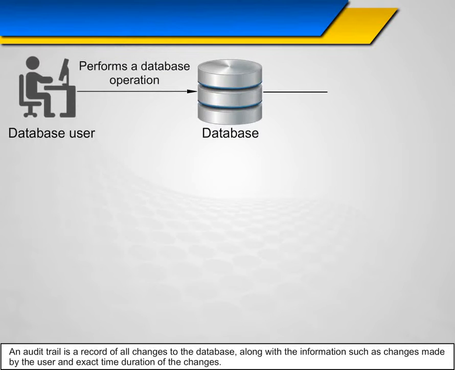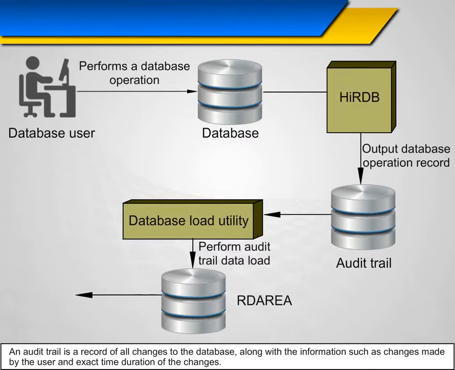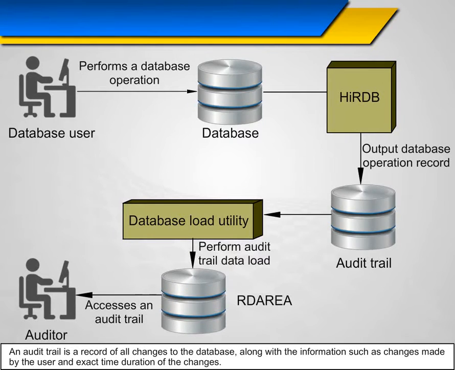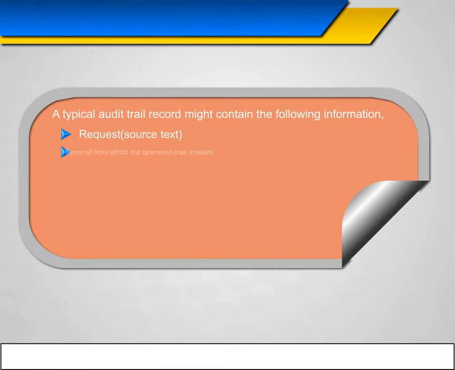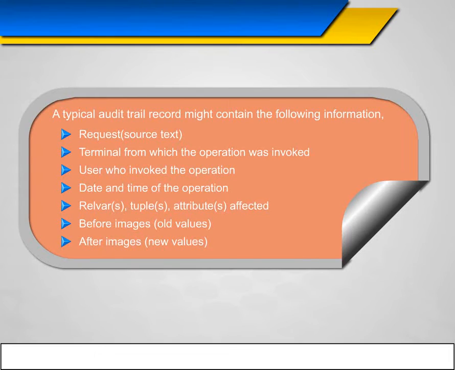An audit trail is a record of all changes to the database along with information such as changes made by the user and exact time of the changes. A typical audit trail record might contain the following information: request, that is source text, terminal from which the operation was invoked, user who invoked the operation, date and time of the operation, relations, tuples, attributes affected, before images, that is old values, after images, that is new values.